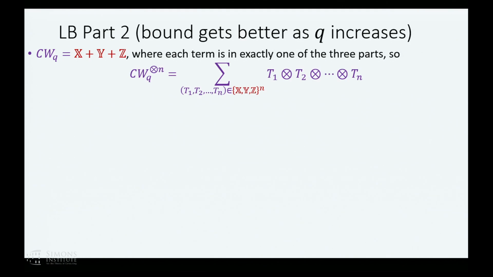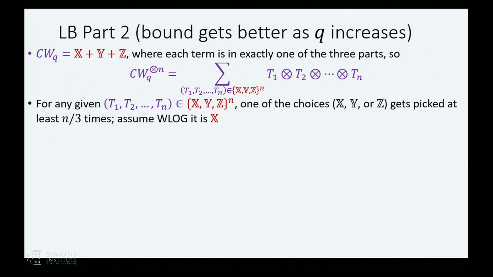So when you look at the nth power, we can also partition it according to which part the term came from in each of the n components. So it's a sum over choosing the x, y, or z part for each of the n coordinates of the tensor product of those parts. And this is again a partitioning of the terms of the nth power of the tensor.